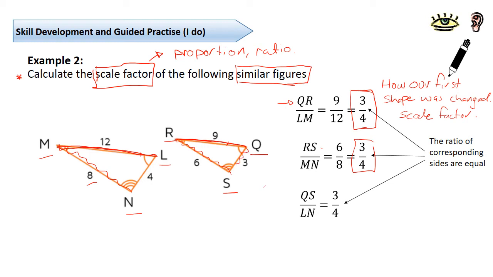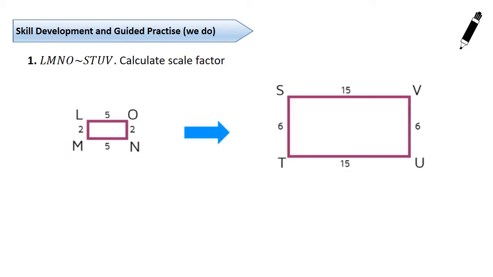And then the last one, that short side there, so QS divided by LN. Well, QS divided by LN gives us 3 on 4. Good. So the same scale factor has been used for all three sides. We have verified that. Good, so this is what we do, guys. I'll give you a chance to have a go at this one. Come back when you've had a go.